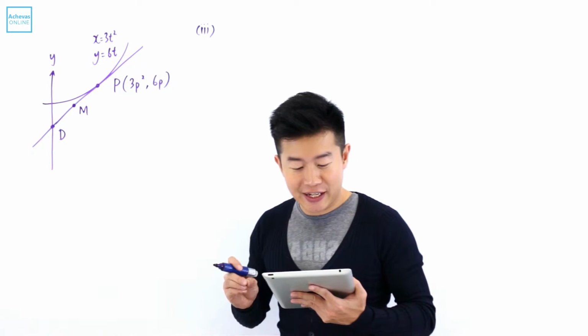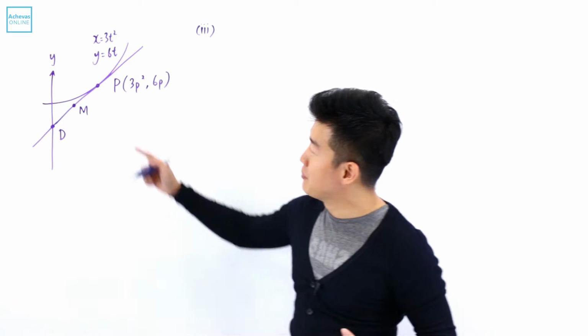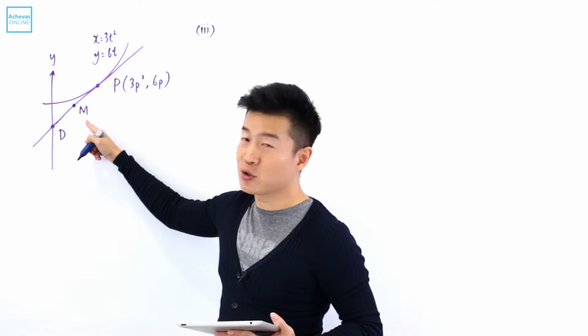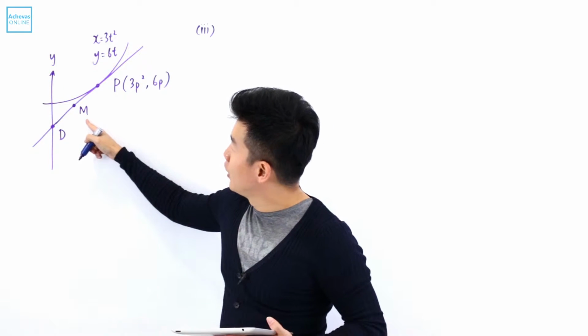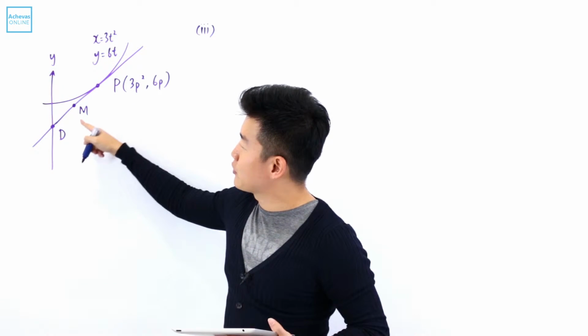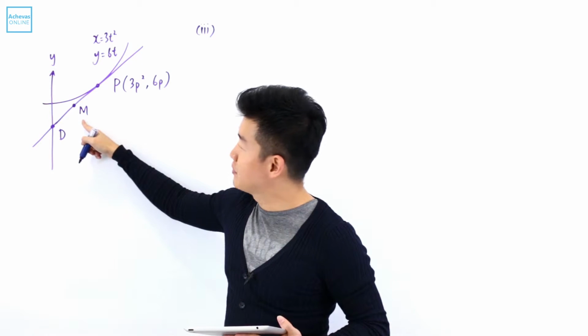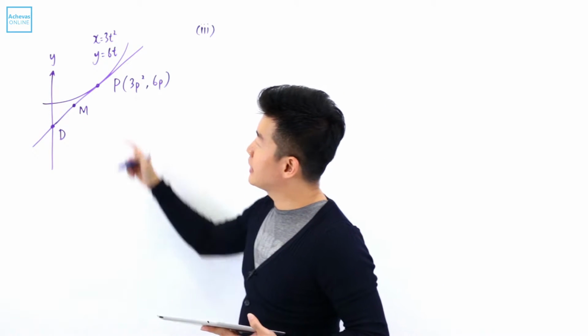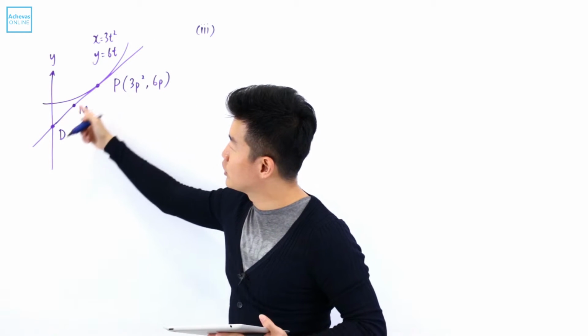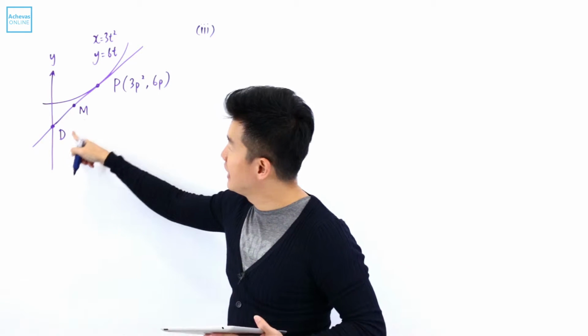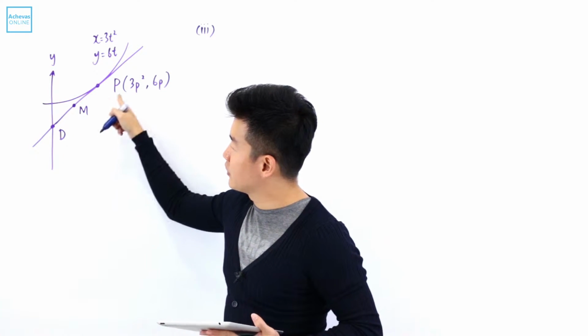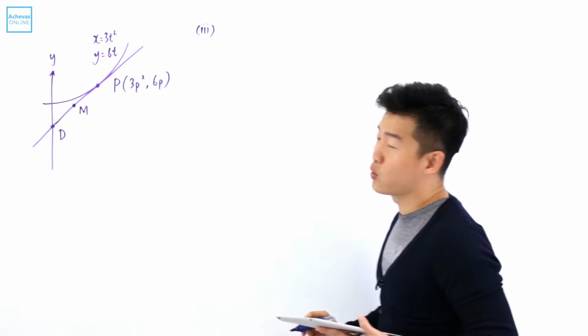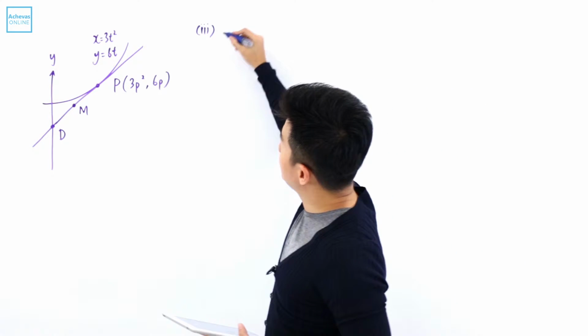We are interested in finding the locus or the path of the midpoint of PD. I'm going to call that point M. The first thing that I'm going to try to do is find the coordinates of this point M. To do that, I need to form the equation of the tangent at this point, finding D, and then making use of the coordinates of P and D, I will deduce the coordinates of M. Okay, so let's give that a try.